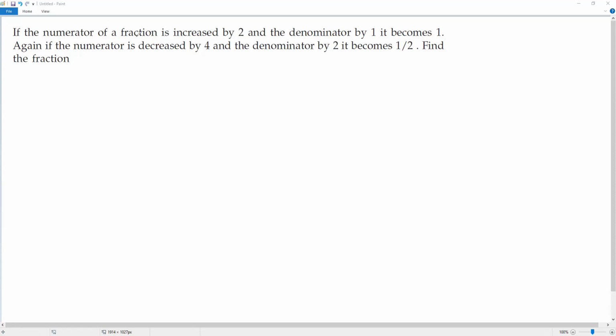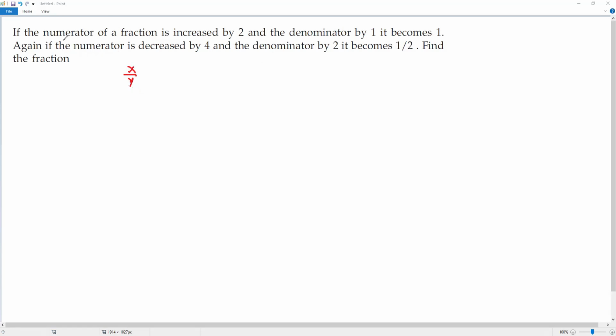If the numerator of a fraction is increased by 2 and the denominator by 1, it becomes 1. Again, if the numerator is decreased by 4 and the denominator by 2, it becomes 1/2. Find the fraction. Okay, now we can assume x/y as the required fraction. To get the fraction, we need to find the values of x and y using the given information.